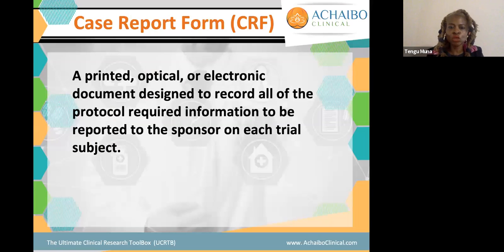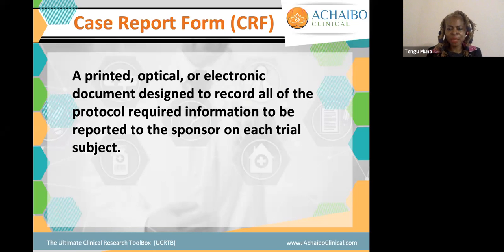Case report form is huge, or CRF. Now, it's defined here as a printed, optical, or electronic document that is designed to record the protocol required information. So CRFs could be paper, and that's really rare now. Most studies are being run from an electronic standpoint. So the case report form is where everything is recorded.